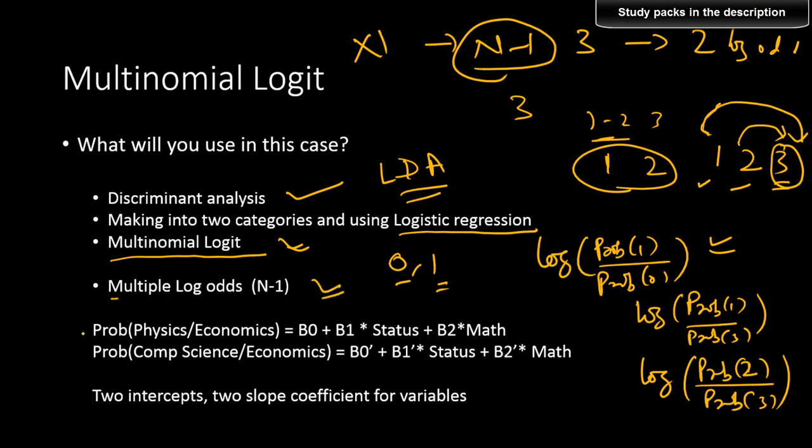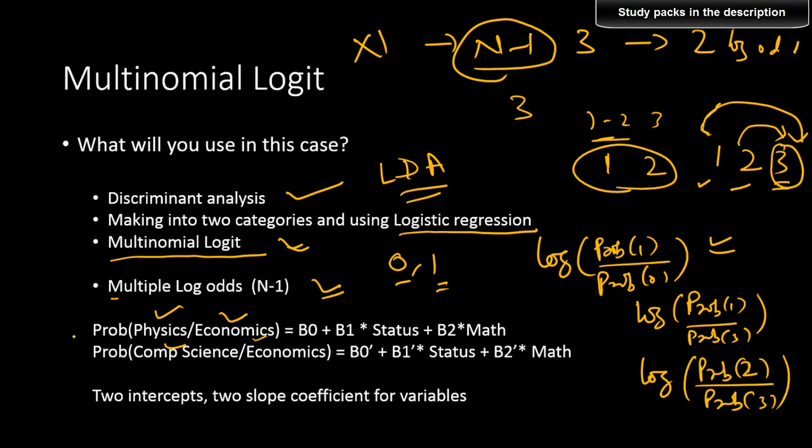So we've got two logits in our example. One is the logit of somebody choosing physics over economics, and the other is the logit of somebody choosing computer science over economics. So economics is considered the base category in this case. You can choose physics or computer science as well. We'll also see how you can interchange the base category when we do it in SAS.